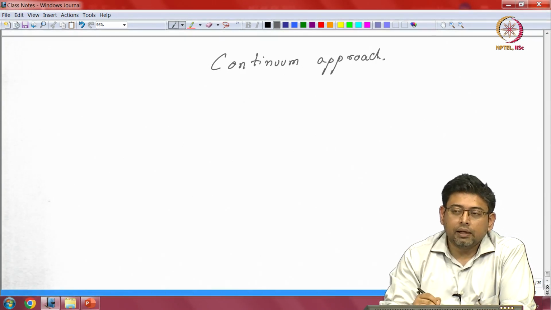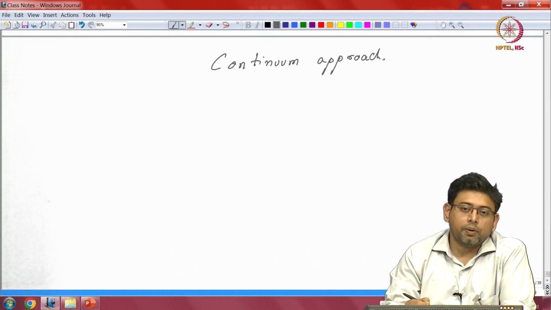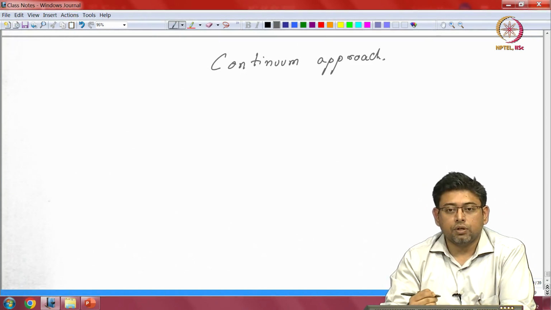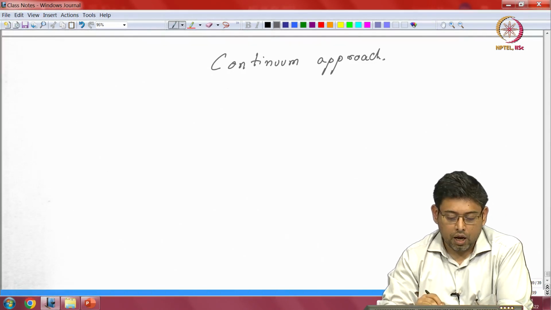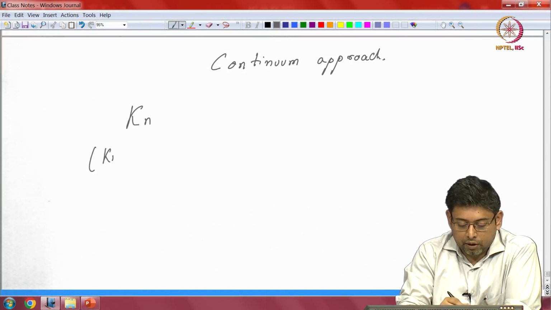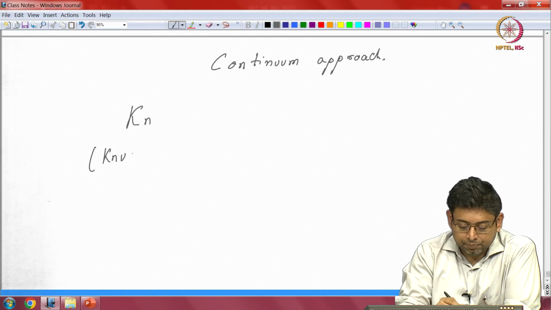Now, in practical considerations, when it comes to experiments, when it comes to visualizing flows and quantifying them, there is an important number which allows us to validate whether the continuum approach is correct or not. This number is called the Knudsen number. It's usually denoted by the letters Kn. So this is my Knudsen number.